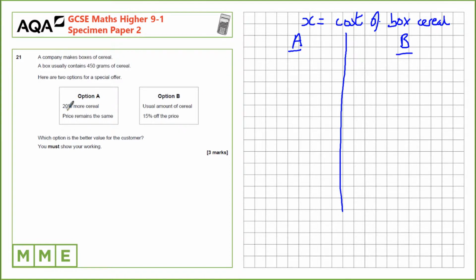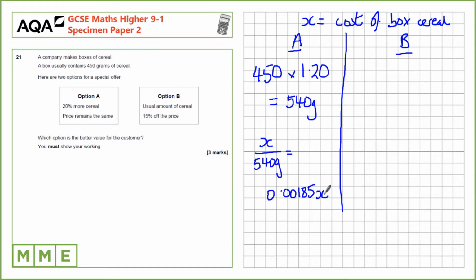So if we want to figure out how much cereal there is in a box of option A, we start with 450 grams of cereal, and we get 20% more cereal. That's a multiplier of 1.20. So 450 grams times 1.2 is 540 grams of cereal in a box of cereal A. The price stays the same, so the price per gram is x, the cost, divided by 540 grams, which will give us 1 gram. And as a decimal, we can write that as 0.00185x.